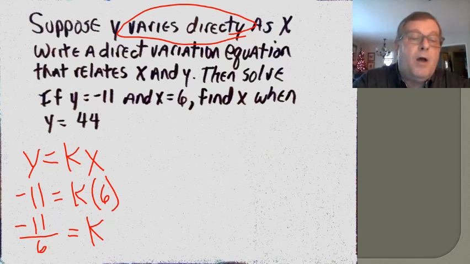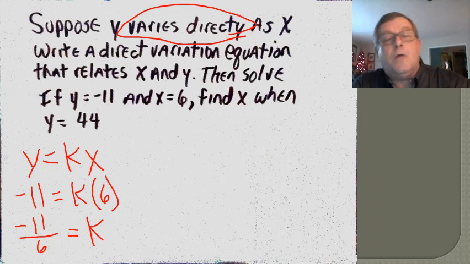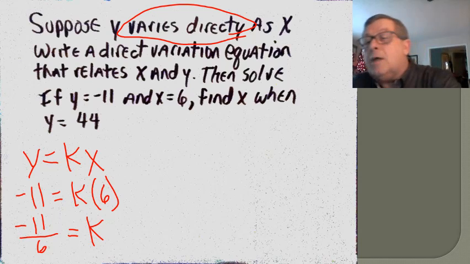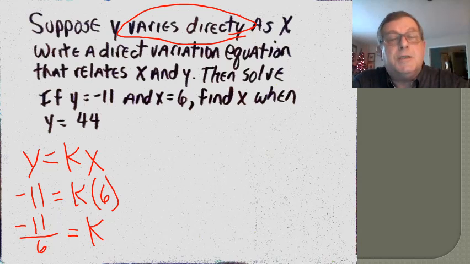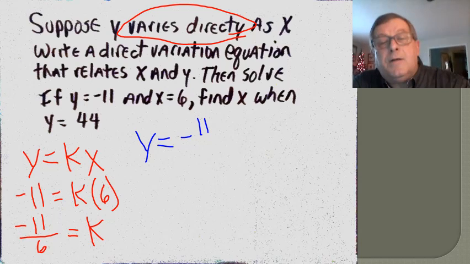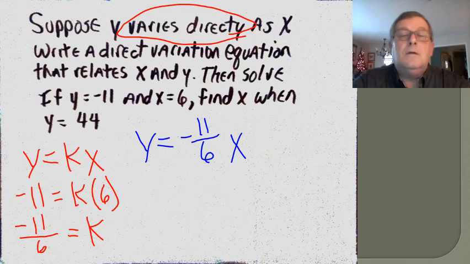And that's really about all I can do with that. I can't reduce that fraction any more than what it is. Minus 11 over 6 equals k. And so now I can go ahead and write my direct variation equation. And my direct variation equation is going to be y equals minus 11 over 6x. And there it is, my direct variation equation.